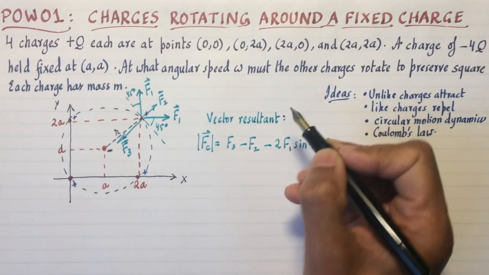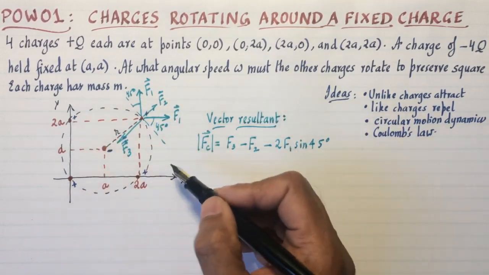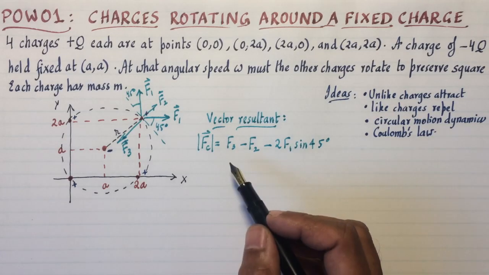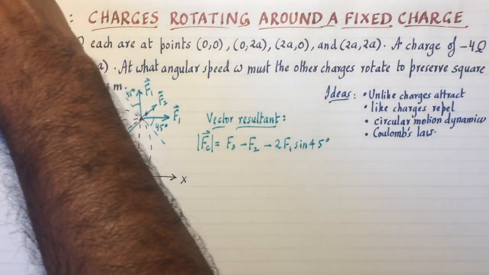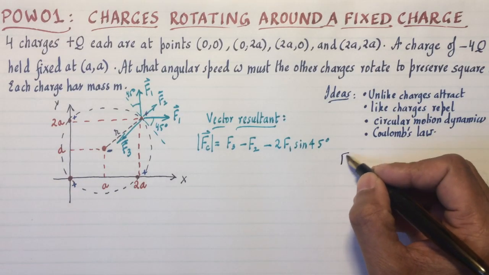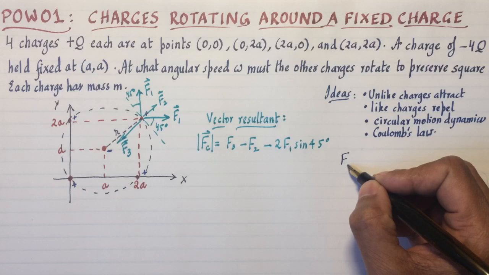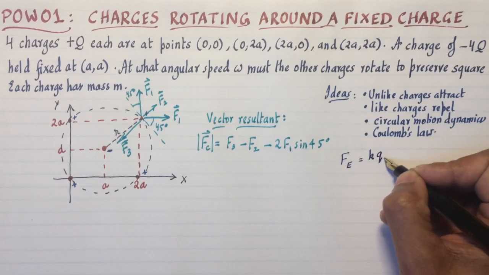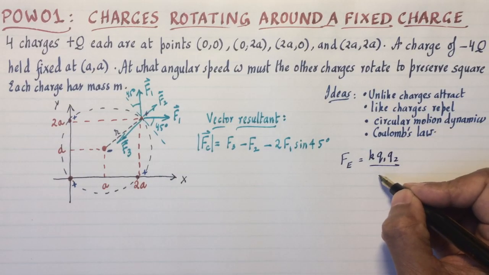Now what happens for one charge also happens for the other charges, but I'm not interested. Just focus on that one charge in the first quadrant. The next thing we have to do is use Coulomb's law to find out the magnitude of F1, F2, and F3. Let's do that. By Coulomb's law, the force between any two charges is going to be Fe equals K Q1 Q2 over the distance squared.